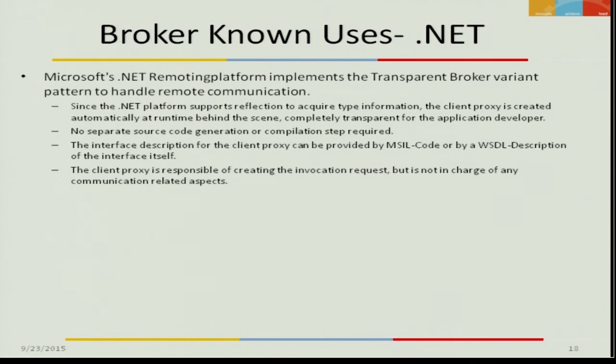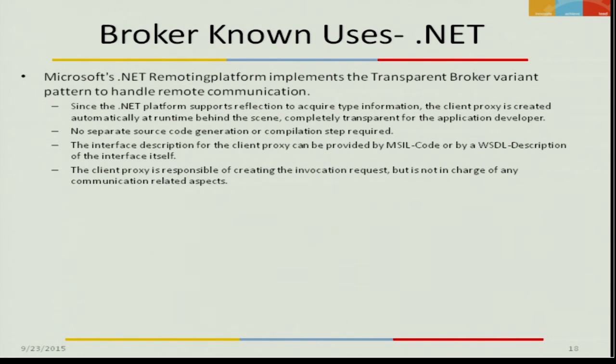.NET also follows a similar pattern, the broker pattern. So the Microsoft .NET remoting platform essentially implements a transparent broker pattern like RMI. Here the .NET platform itself supports a mechanism called reflection to acquire different type information. The client proxy is created automatically at runtime behind the scenes, unlike Java where you have to create it using a compilation step. Here it is created automatically. The application developer doesn't even know that this is created.